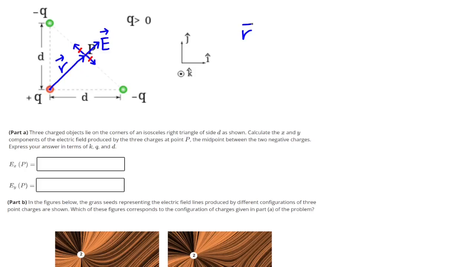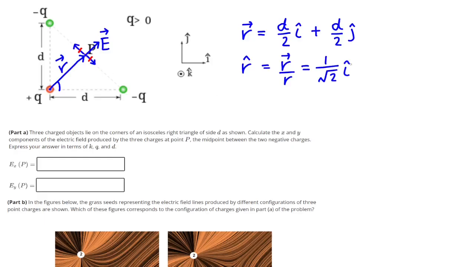then r is equal to d/2 in the x direction plus d/2 in the vertical direction. So because the x and y components are equal, this angle is 45 degrees, and the unit vector pointing in the direction of the electric field is equal to r over its magnitude, which is cosine 45 degrees, or 1 on root 2 in the i direction, plus sine 45 degrees in the vertical direction.